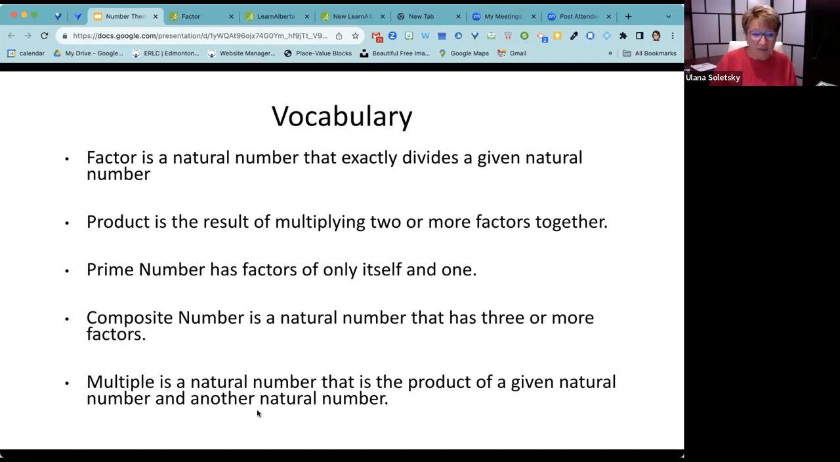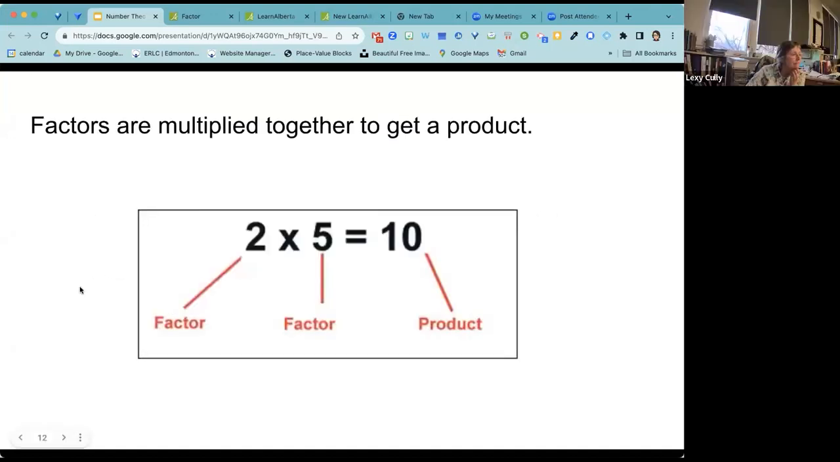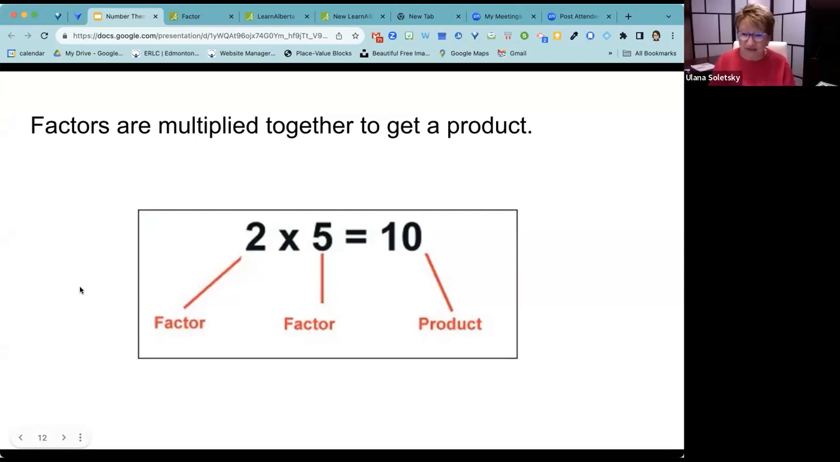So those are some words that we really want to make sure that kids are fluent in. Okay, so then what I meant by when we multiply two factors together, we get a product. This is what it means. A factor times a factor will give you a product. And so this would be a great thing to have on your word wall, just to show kids that.